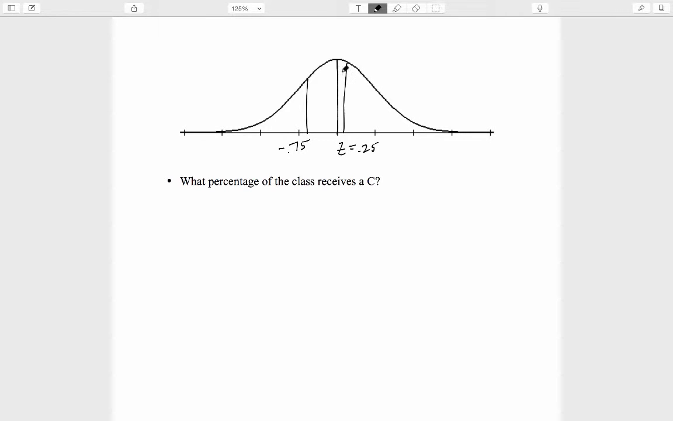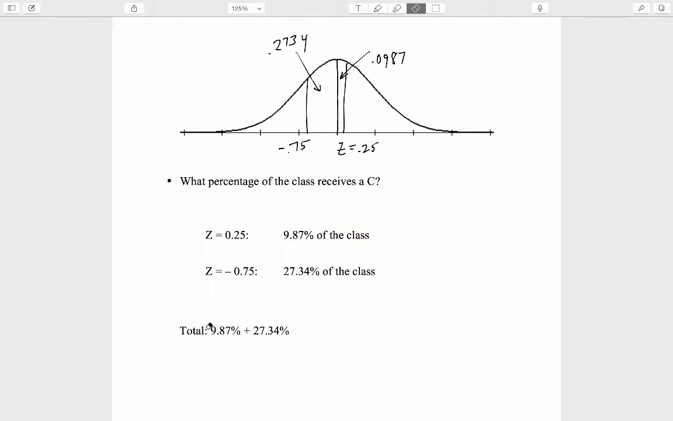When we look up z equals 0.25, we find a probability of 0.0987. That corresponds to this region just to the right of the mean. That means, as a result of this lookup in the table, that 9.87% of the class is getting a B, and those are the ones who were above the mean. When we look up z equals negative 0.75 in the table, we obtain 0.2734, which means that another 27.34% of the class, in addition to this 9.87%, also received a C. In total, 9.87% plus 27.34% gives us 37.21% of the class that receives a C.